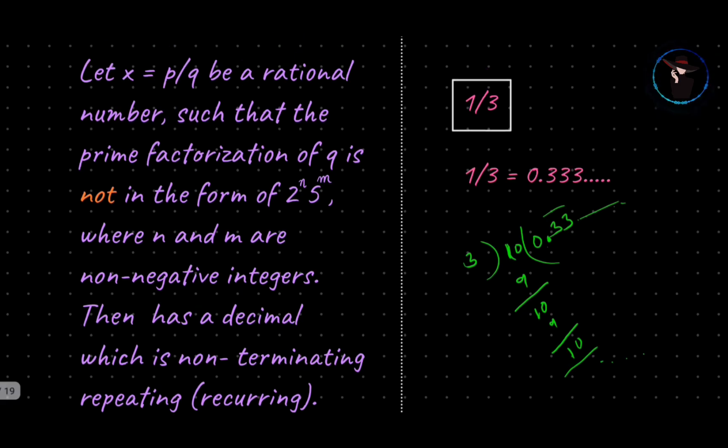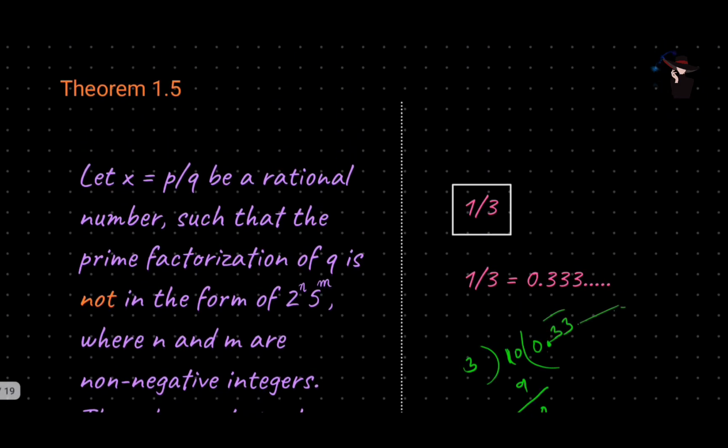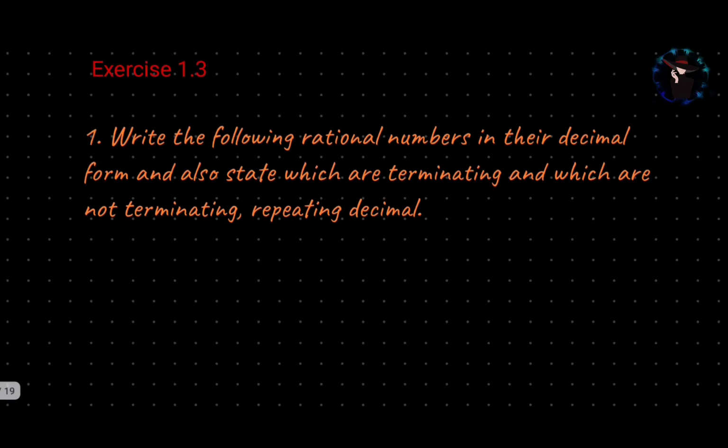So theorem 1.5 is the one which is non-terminating, whereas theorems 1.3 and 1.4 are the ones with terminating decimals. So let's jump to exercise 1.3. Exercise 1.3.